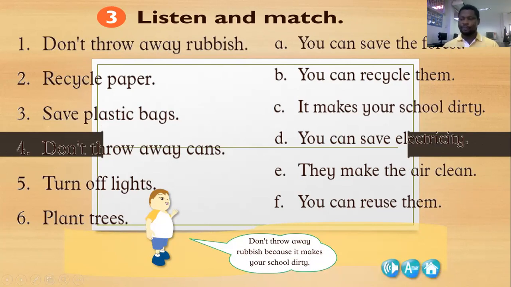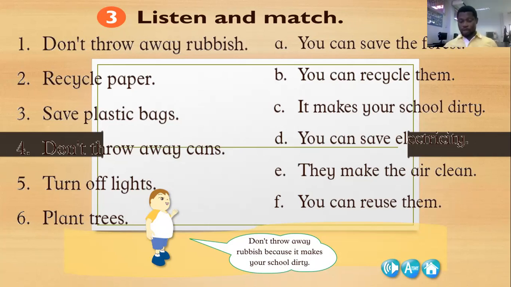Students' Book, Unit 5, Lesson 2. Exercise 3. Listen and match. 1. Don't throw away rubbish. It makes your school dirty. 2. Recycle paper. You can save the forest. 3. Save plastic bags. You can reuse them. 4. Don't throw away cans. You can recycle them. 5. Turn off lights. You can save electricity. 6. Plant trees. They make the air clean.